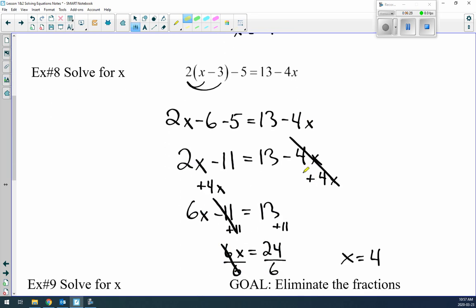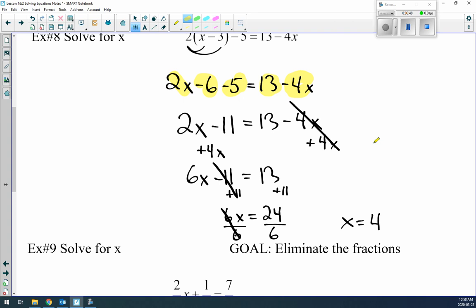Example number 8. Ooh, this is more complex. Lots of stuff, but the rules are still there. First off, let's get rid of the brackets. So we're going to distribute the 2 to both things in the bracket. So 2 times x is 2x. 2 times negative 3 is negative 6. Our negative 5 is still there. Our 13 is there, and our minus 4x.